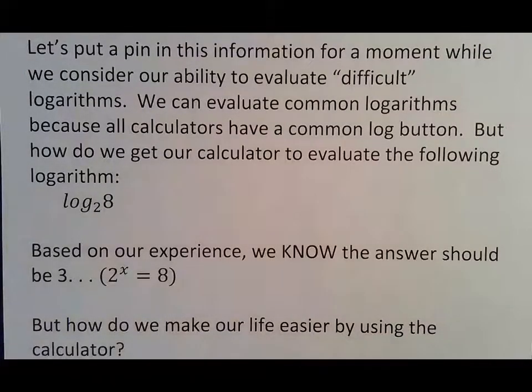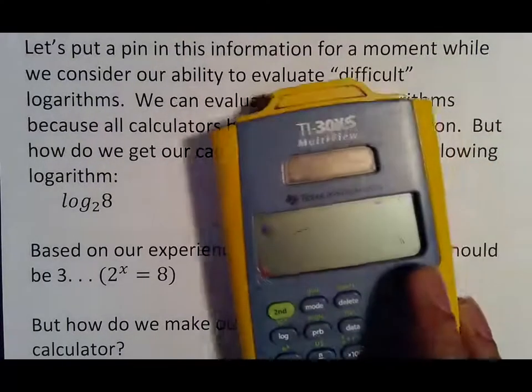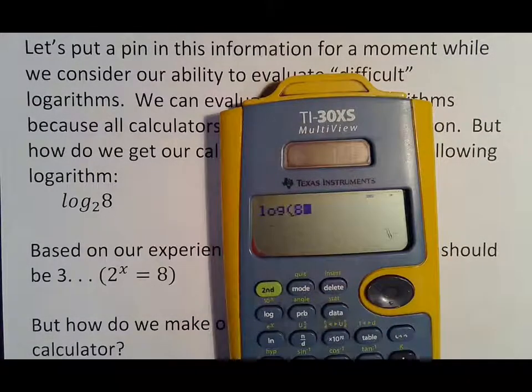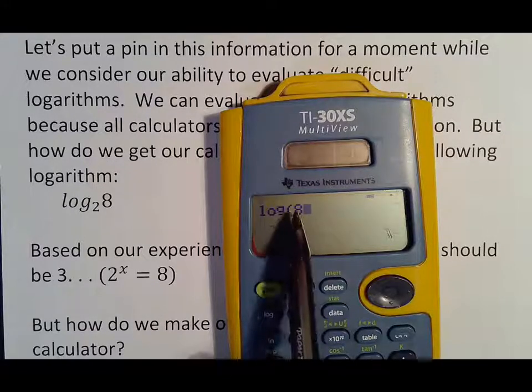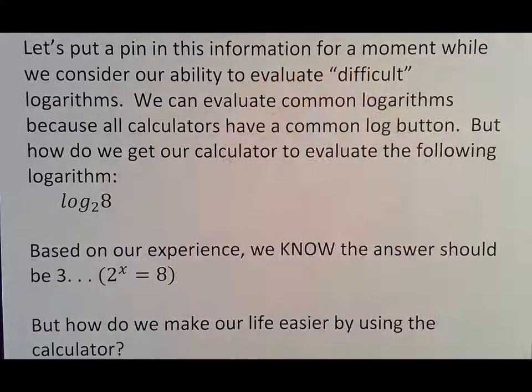So let's put a pin in that information for a moment while we consider our ability to evaluate difficult logarithms, because I told you before that you'd be able to figure out difficult logarithms using your calculator, but it's now the time. So how do we get our calculator to evaluate the log base 2 of 8? Because remember that if we do log of 8, based off of what we know, that is log base 10, because that's the common log button. Whenever you hit the log, that's 10, so that's not actually going to give you the right answer.